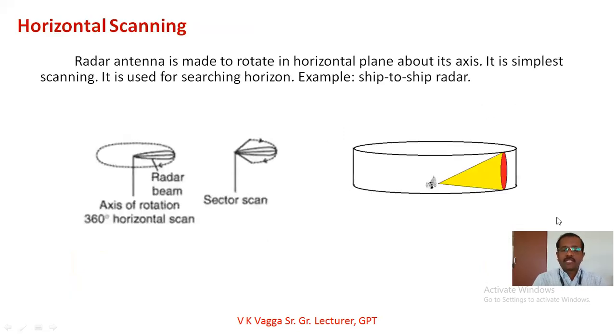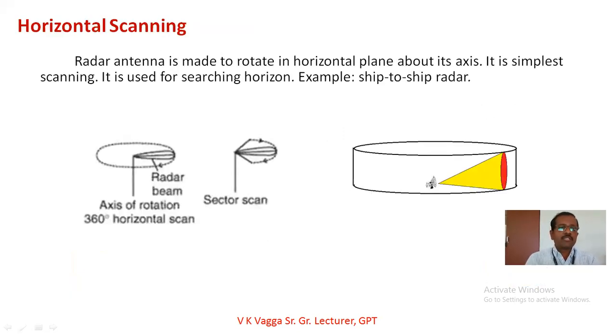Again, with this technique, consider horizontal scanning. The radar antenna is made to rotate in the horizontal plane about its axis. It is the simplest scanning, and it is also used for searching the horizon, for example, ship-to-ship radar. If it can rotate only in the horizontal direction, through the entire 360 degrees, it is called horizontal scanning.